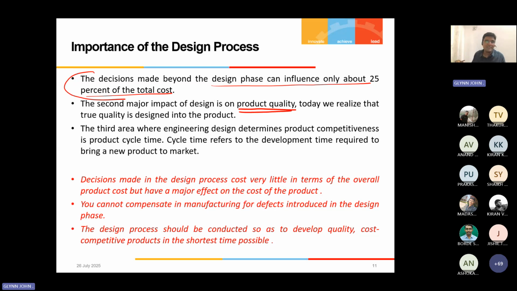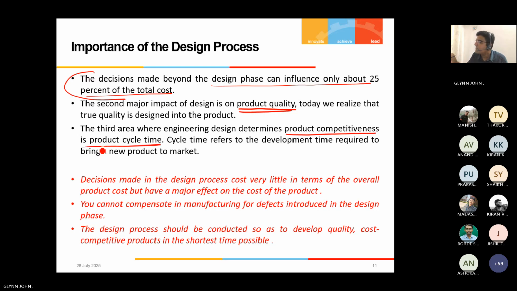So even if you have a very good design, if the manufacturing is bad, yes, the product is going to be bad, no doubt at all. But if your manufacturing is perfect and your design is bad, there's no chance the product will survive, right? Okay. Now again, design determines the product competitiveness, right?